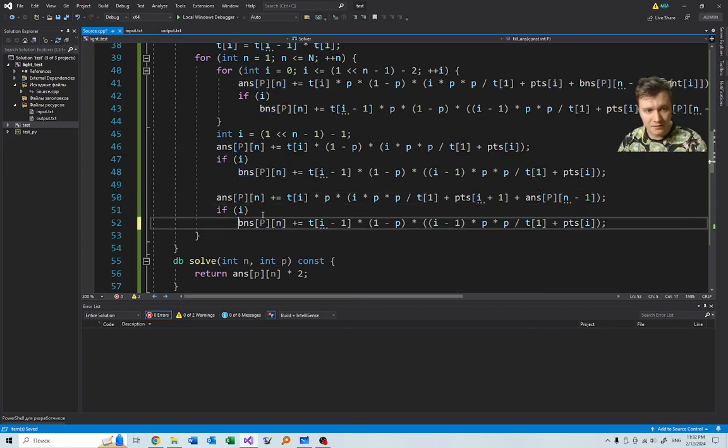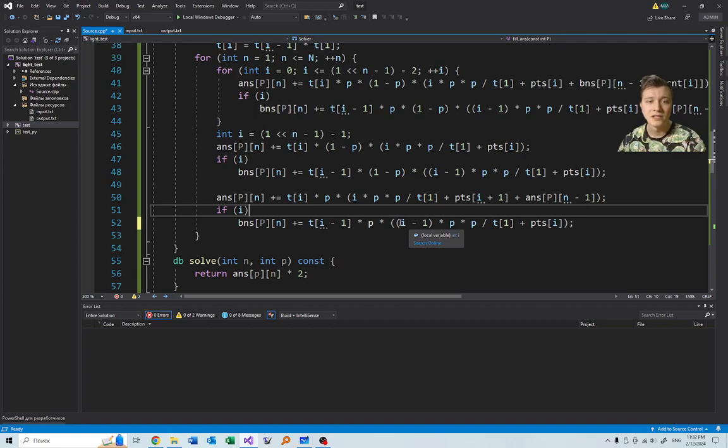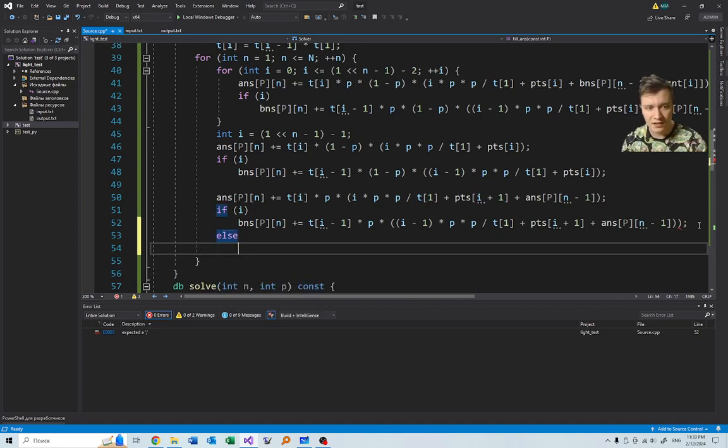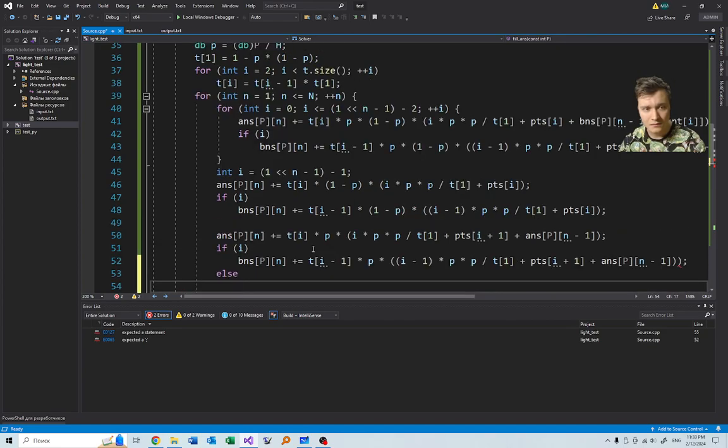Okay, what about bands? We needed to be 1 times less lucky. Then we still need to get p. Then we needed to take I minus, again, I. Yeah, I minus 1 times P divided by T1 plus PTS I plus 1 and, yeah, plus ans this one. However, if this wasn't the case, if I is 0, it means that this is 1, it means that this is 0, it means that n is 1.